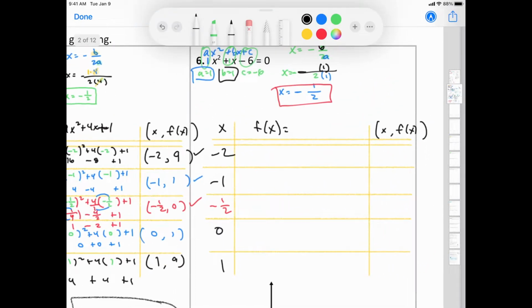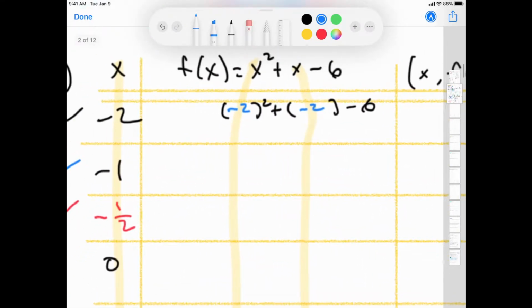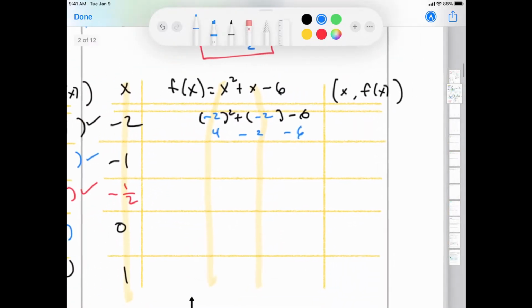Let's write down our problem. And we're going to go something squared plus something minus 6, and that something is negative 2. Dope. Negative 2 squared is 4, and that will give us 4 minus 2, and that'll give us 2, and then 2 minus 6 is negative 4.